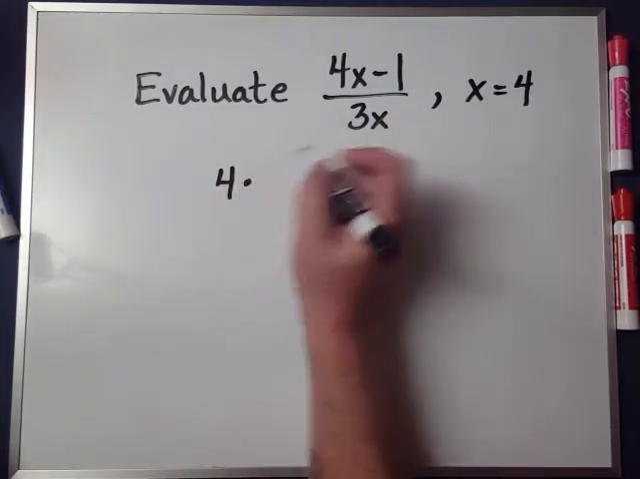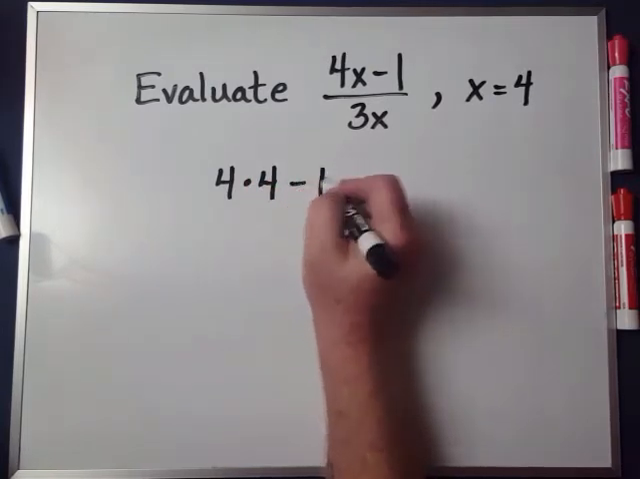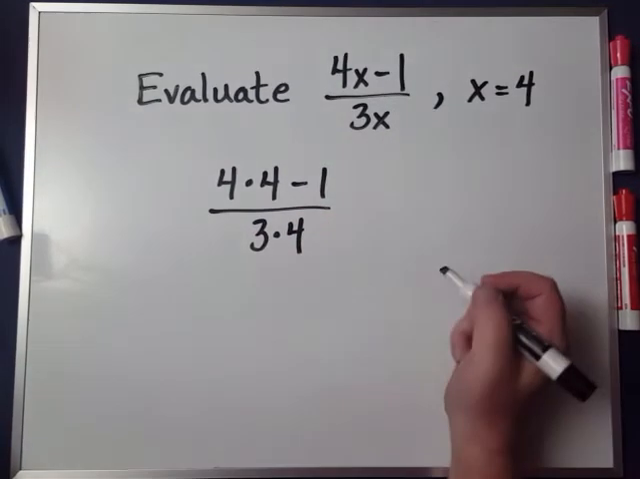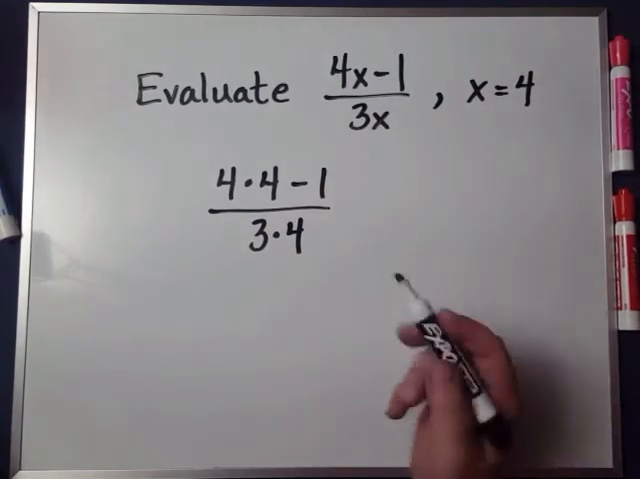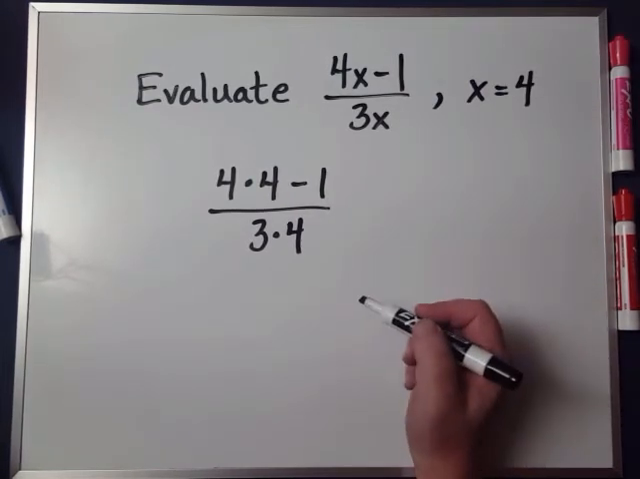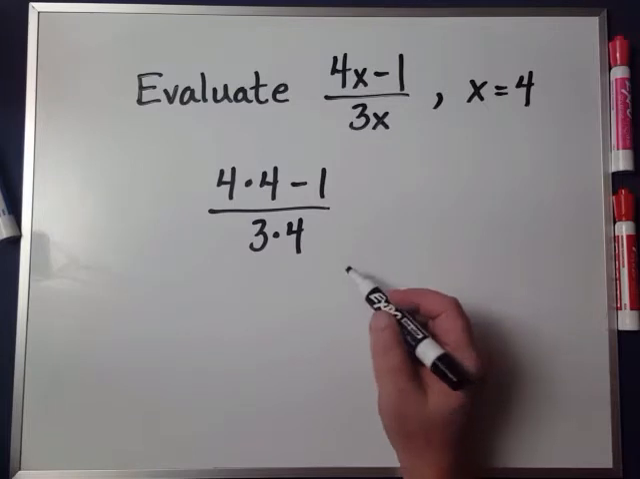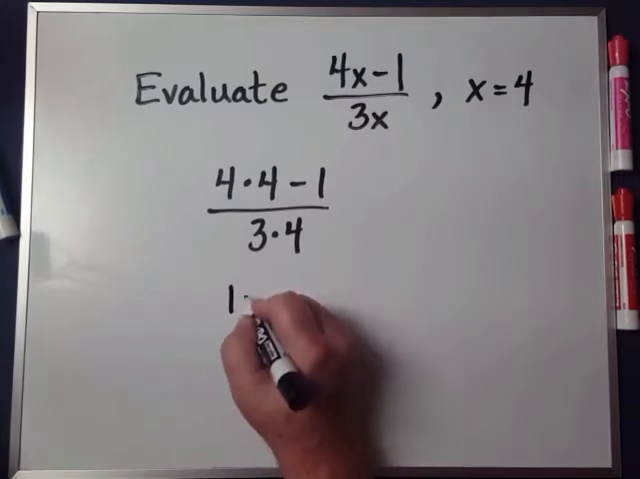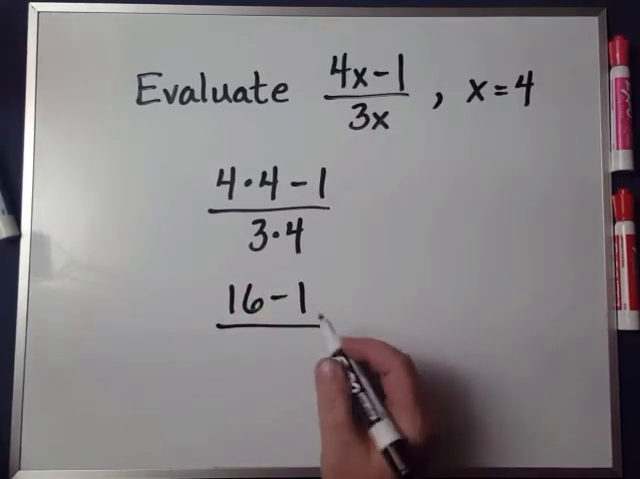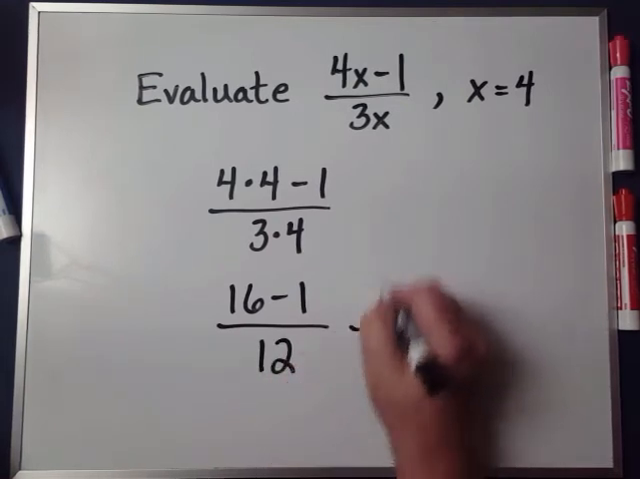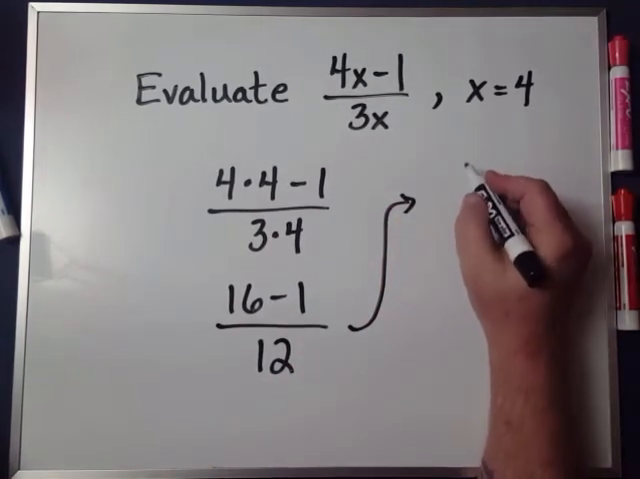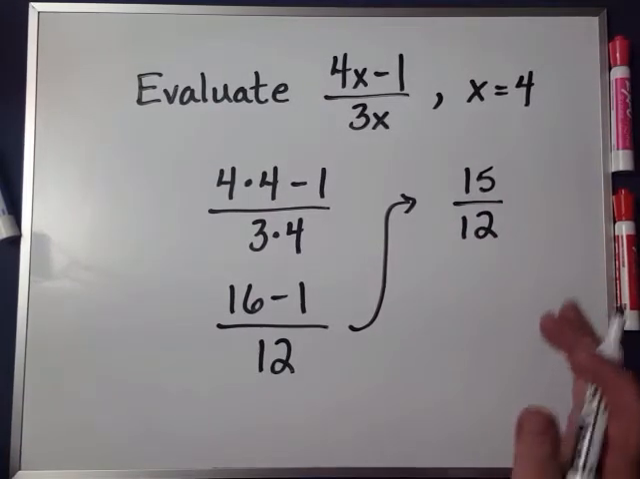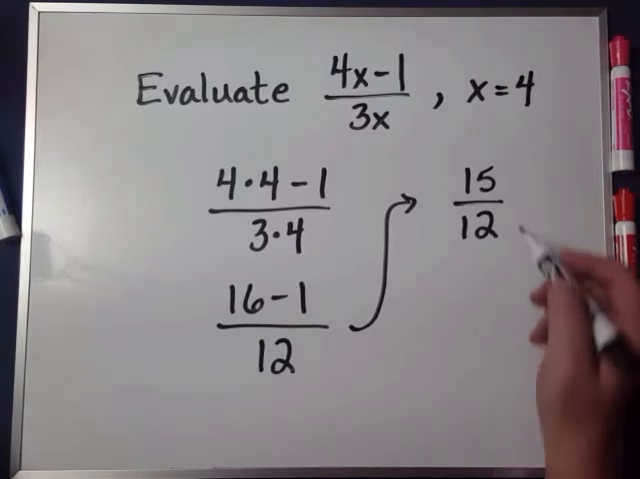So let's plug 4 in for x. We have 4 times 4 minus 1 all over 3 times 4. Following the order of operations, we'll work top and bottom separately until we can finally divide using that fraction bar. In the top, 4 times 4 is 16. In the bottom, 3 times 4 is 12. Back to the top, 16 minus 1 is 15, and the bottom is already done. We've simplified the top and bottom of the fraction, so we're now ready to divide.